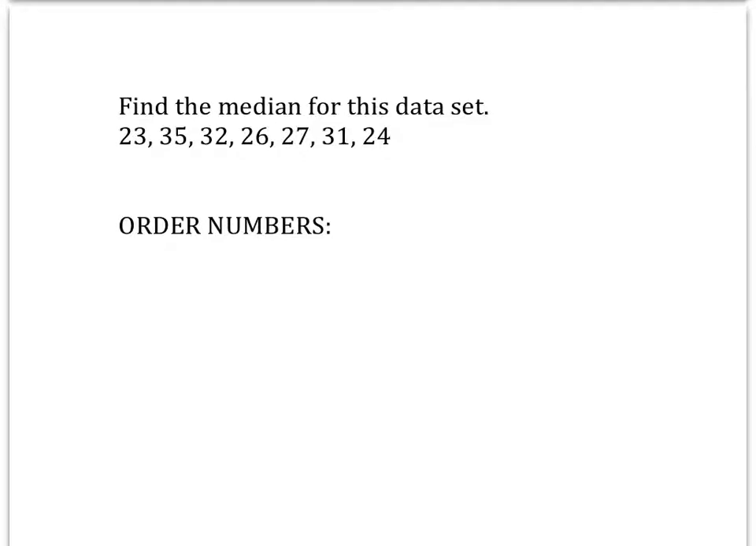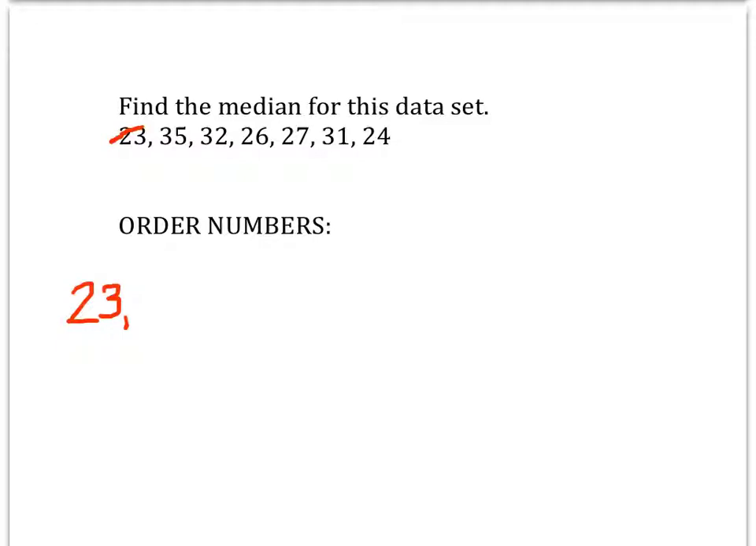For our first data set, we're going to first order the numbers. I want to look at the numbers to see which is the smallest. So I have 23, 35, 32, 26, 27, 31, and 24. Well, I can see that 23 is going to be the smallest, so I'm going to write 23 down and put a comma. I like to put a cross through it because now I know I've used that number.